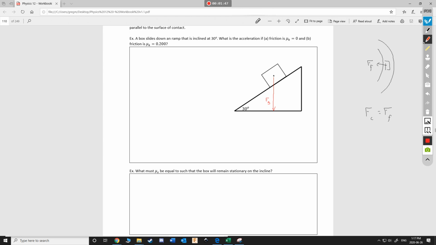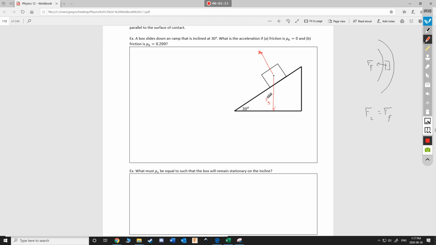And the only other force acting on this thing, at least when there's no friction, is what's called the normal force. The normal force is basically the surface force. It's the force that prevents us from falling through whatever surface we're on. So it's holding up the object, and it's always perpendicular to the surface. So since our surface is angled like so, our normal force is actually angled.